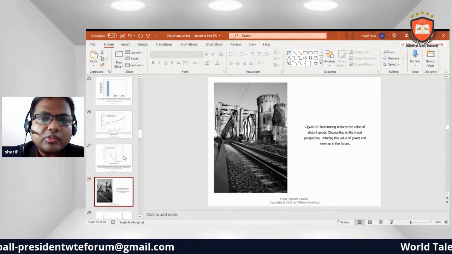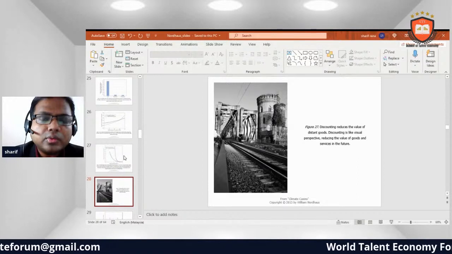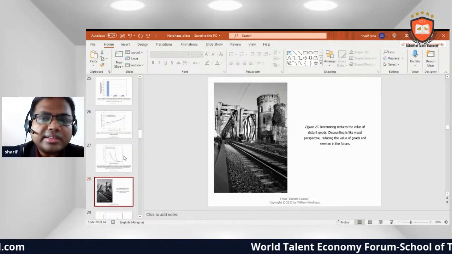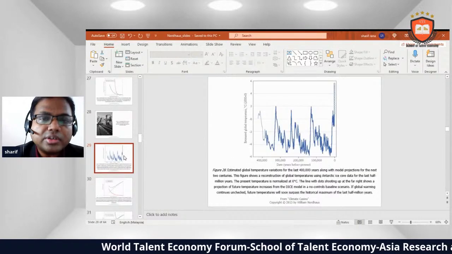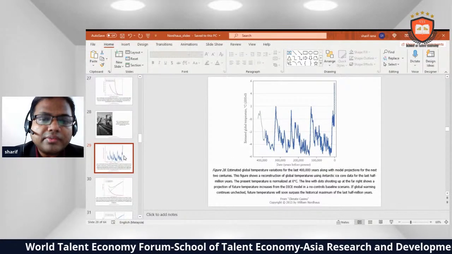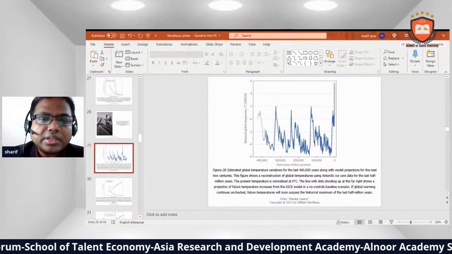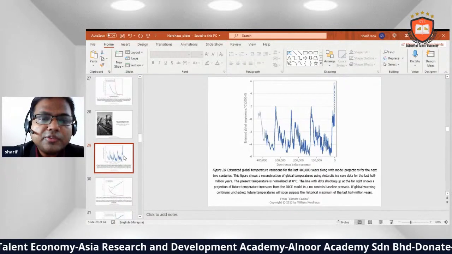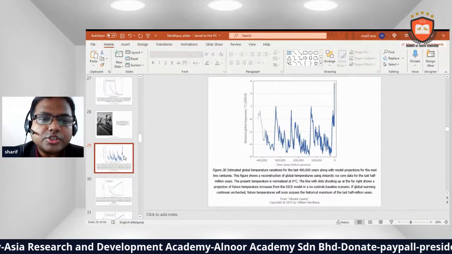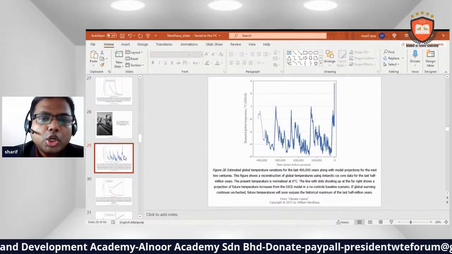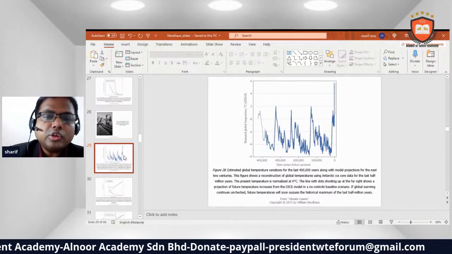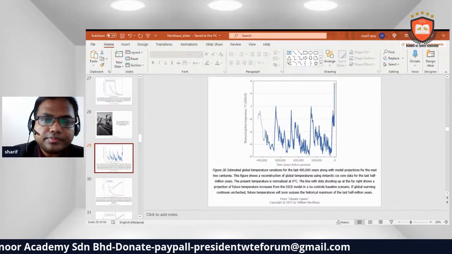Figure 27. Discounting reduces the value of distant goods. Discounting is like visual perspective, it reduces the value of goods and services in the future. The temperature varies over the last 400,000 years, along with the model projection for the next 2 centuries. These figures show a reconstruction normalized at 0 degrees Celsius.